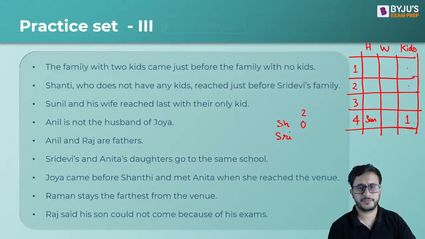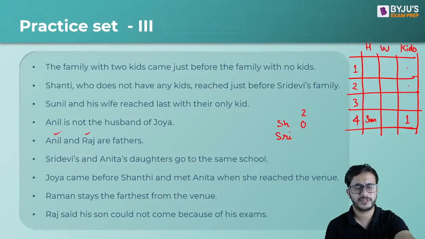Anil is not the husband of Joya. Anil and Raj are fathers. So Anil, Raj, they have children. So Anil and Raj cannot be married to Shanti. Sridevi and Anita's daughters go to the same school. So Sridevi and Anita have at least one child. Anyway, we know that Shanti does not have a child.